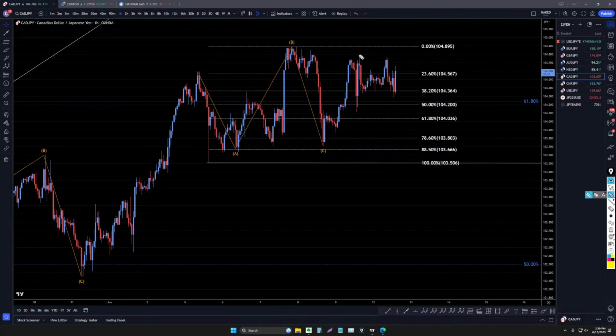This US dollar Canadian now, look at that. 1 down, 3 up, 1 down, 38% Fibonacci. Bam, back up it goes.